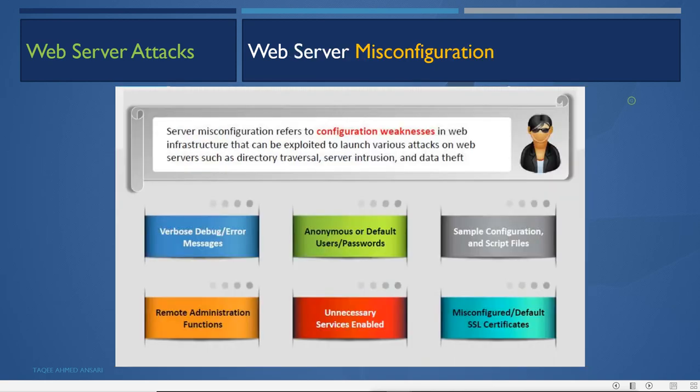Then there is the web server misconfiguration attack. Server misconfiguration refers to configuration weaknesses in web infrastructure that can be exploited to launch various attacks on web servers, such as directory traversal, server intrusion and data theft. The directory traversal attack is also based on misconfiguration.